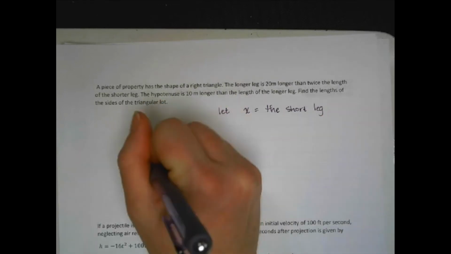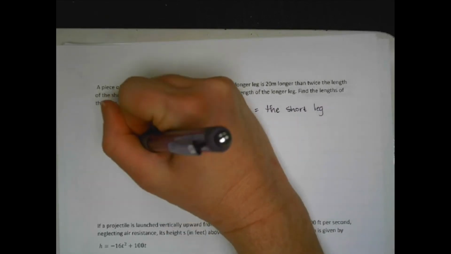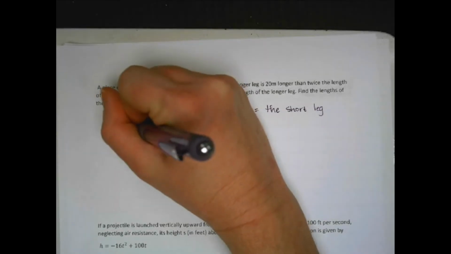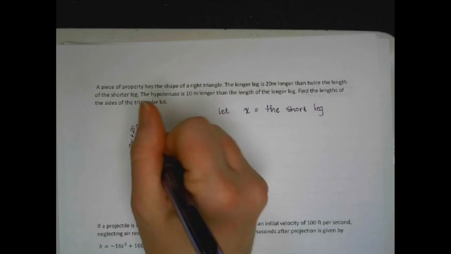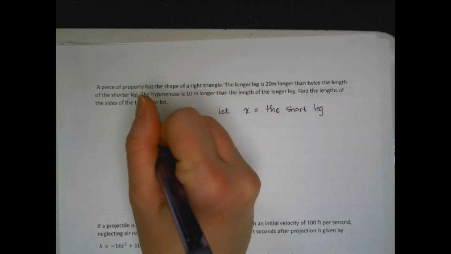So I'm going to call the short leg x, which means the long leg is 20 meters longer than twice the short leg. So it'd be 2x plus 20. And then the hypotenuse is 10 meters longer than the length of the longer leg. So it'd be 2x plus 20 plus 10, which is 2x plus 30.